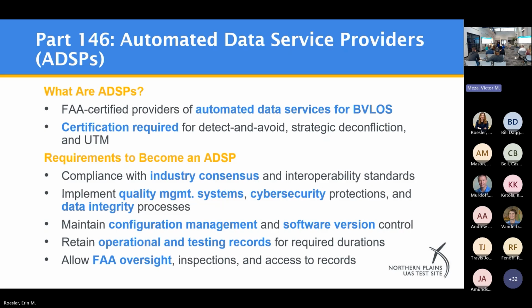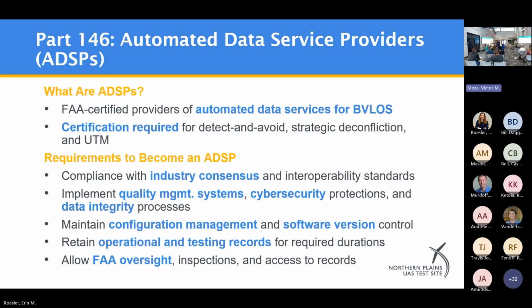The service provider aspect of things is any automated service that could contribute to a beyond visual line of sight operation. So it could be a weather service. It could be strategic deconfliction. It could be DAA. All of those would be services that could then be certified under Part 146. But for an operation under 108 to leverage a service that provides detect and avoid, deconfliction services, or conformance monitoring, that service must be certified under Part 146.